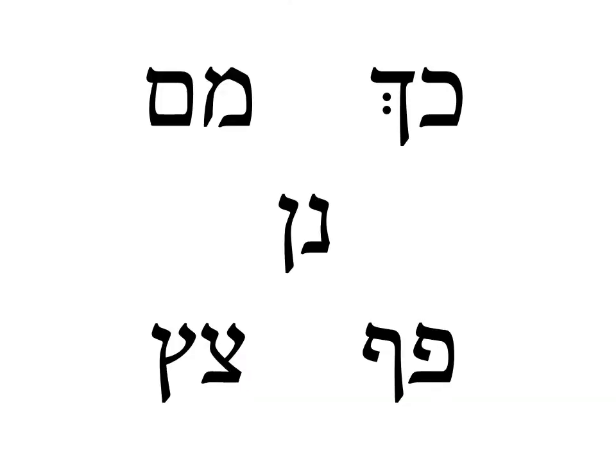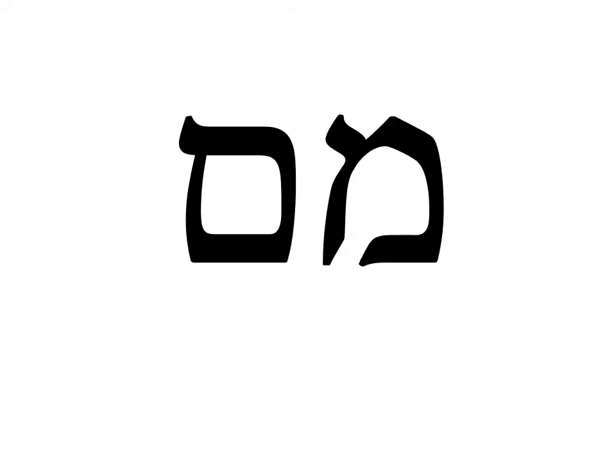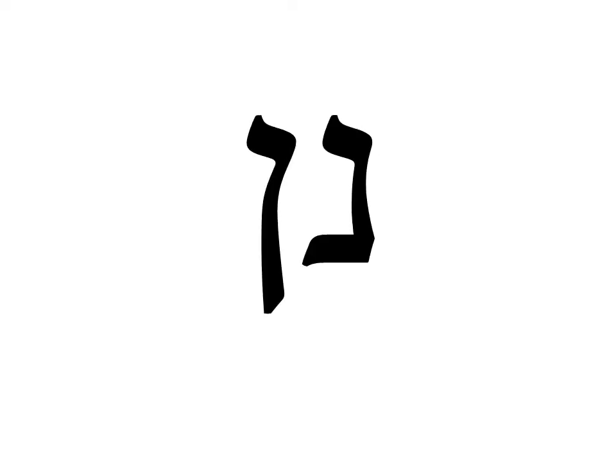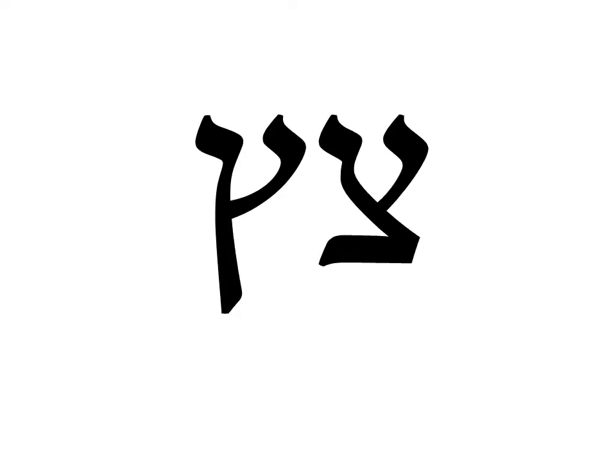In all, we have 5 consonants with final forms. Kaf, and kaf sofit, mem, and mem sofit, nun, and nun sofit, pe, and pe sofit, tzade, and tzade sofit.